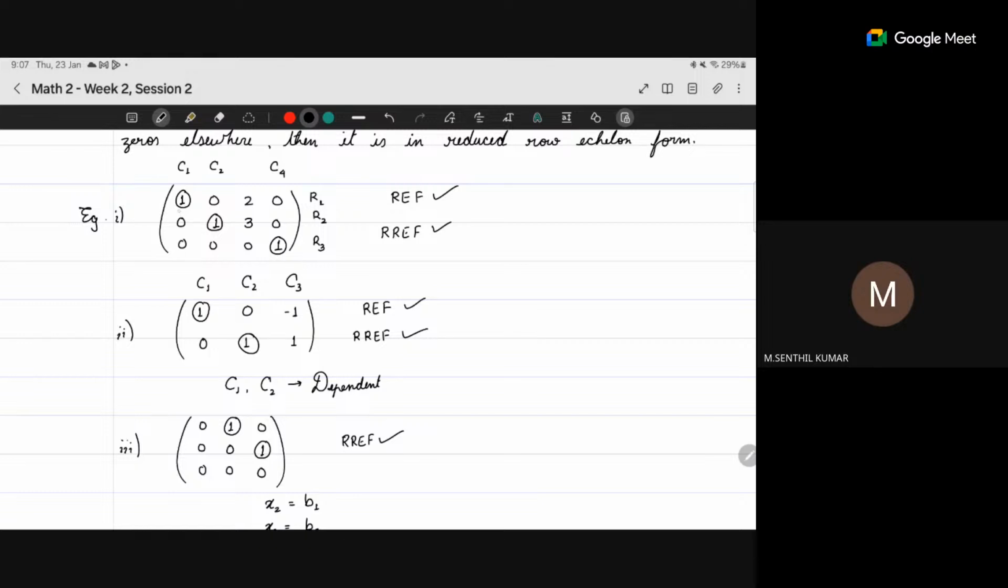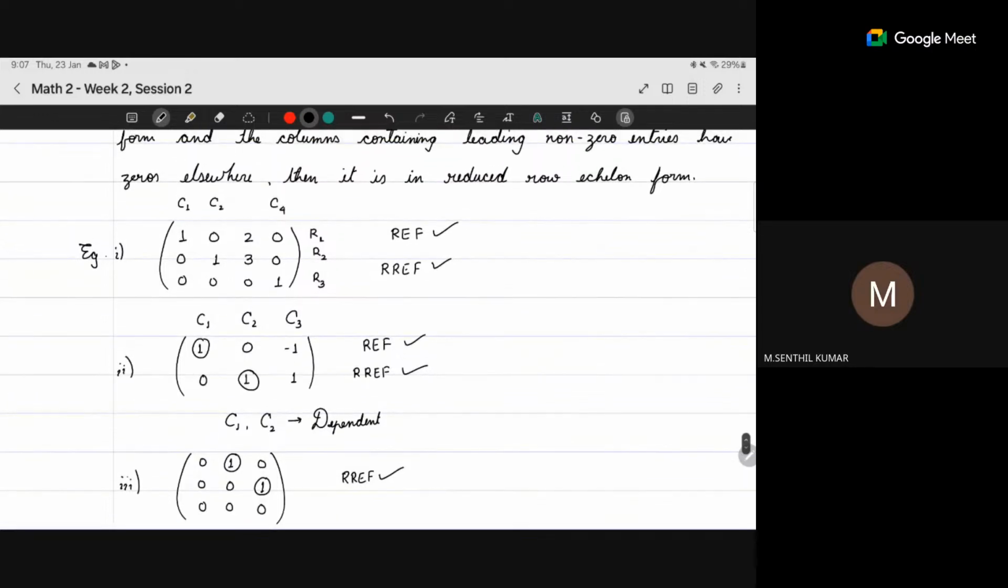You look at each of those leading entries and look at the corresponding columns. For example, let me remove the circles in this first example. The first leading entry is this. Look at its column. It has only zeros elsewhere. Look at the second leading entry.